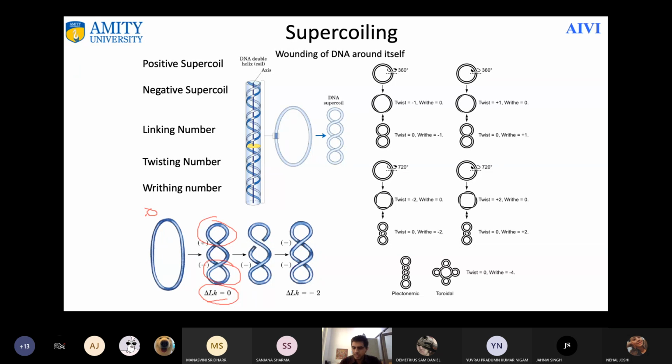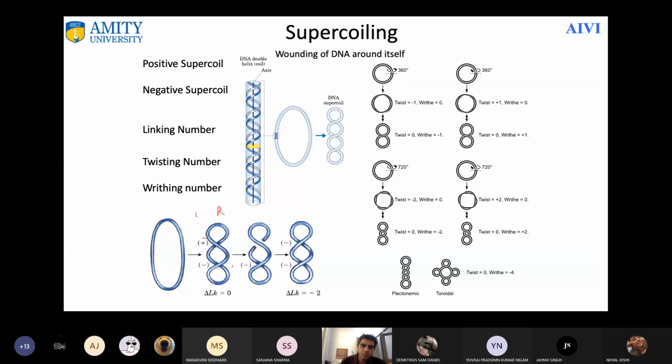Like in this case, if you see, it is moving. This strand is moving from left to right, and here the strand is moving from right to left. If the strand is moving from right to left, we are going to call it a positive supercoil. If it is moving from left to right, we are going to call it a negative supercoil. Okay, so this is positive, this is negative.